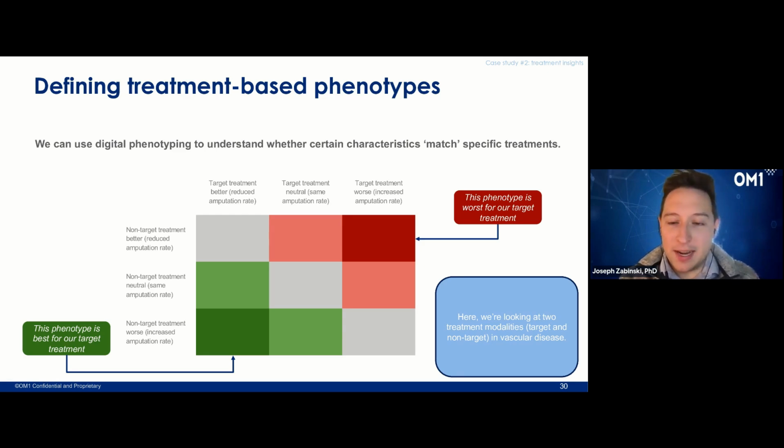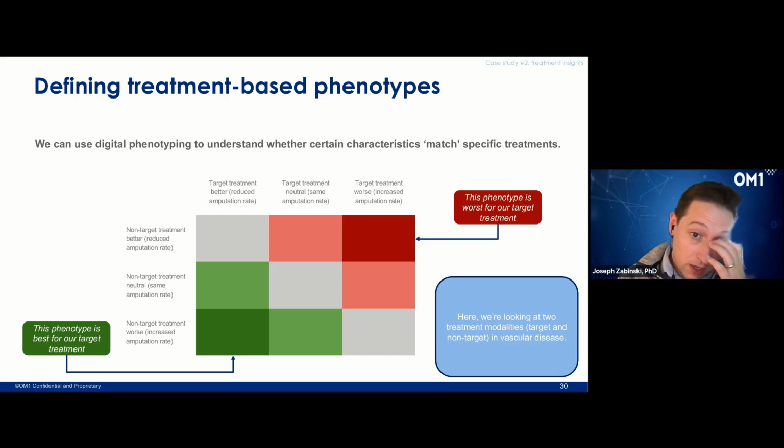And we were looking at patients' downstream risk of amputation. That was the thing that we were trying to focus on. Does the target treatment or the non-target treatment work better, as defined by a reduced risk of amputation, for patient A versus B versus C versus D? That's what we were trying to phenotype.